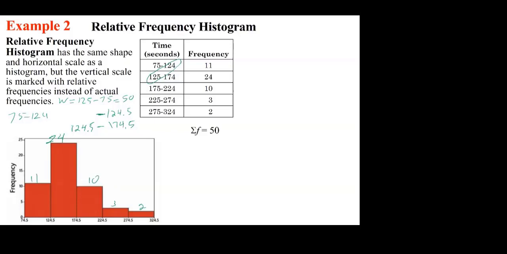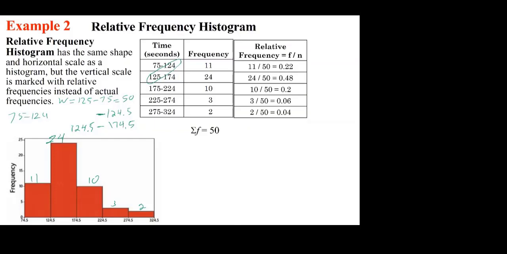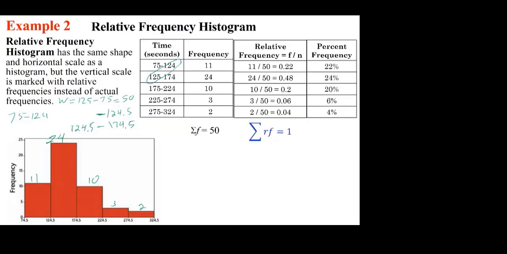Now, relative frequency is defined as frequency divided by total size. So the relative frequency for the first class would be 11 divided by 50. The next one would be 24 divided by 50, and so on. We remember that. I think this question was done already. And remember, the relative frequencies must add up to 1 or 100%. So this must add up to 100%, or we've made a mistake. The only time that it may not be 100% is due to round-off error.